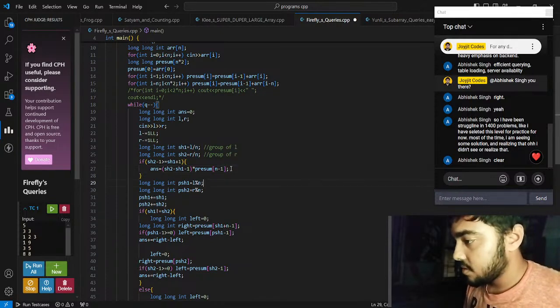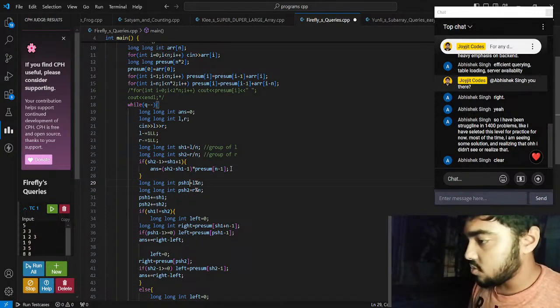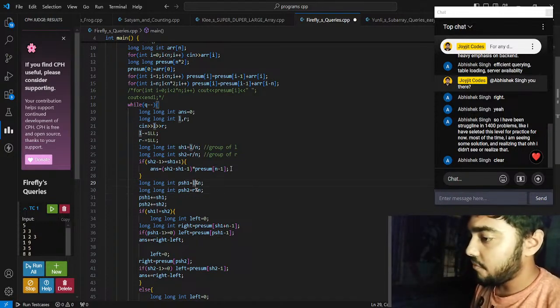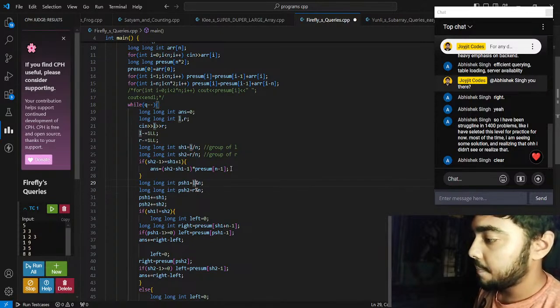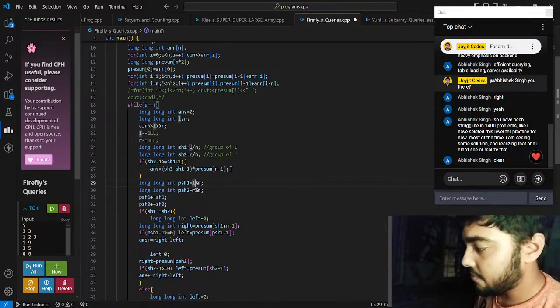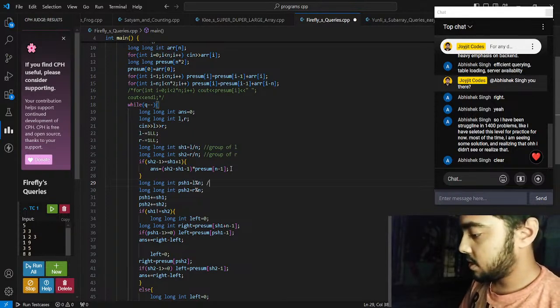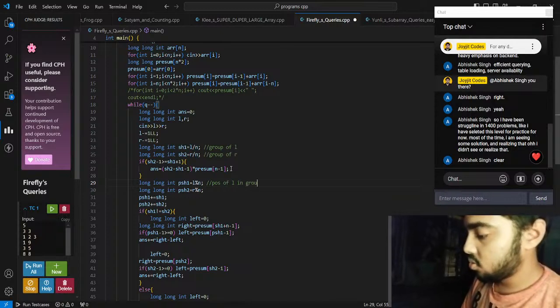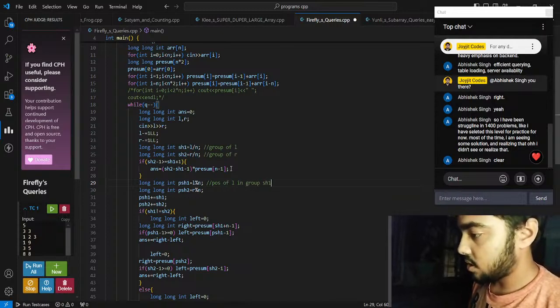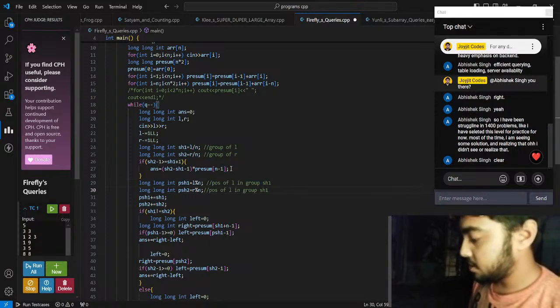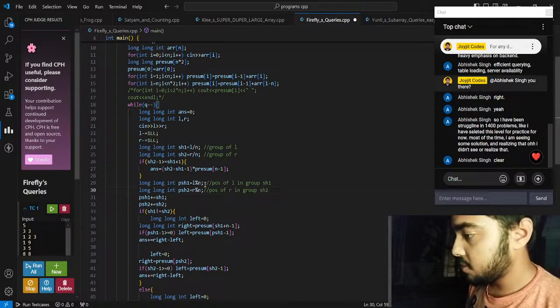This is normal. Now we are going to go for PSH1 and PSH2. That is, we are going to find the position of that specific element in that specific group. So it is the position of L in group SH1, and similarly this is going to be the position of R in group SH2. I hope this is clear.